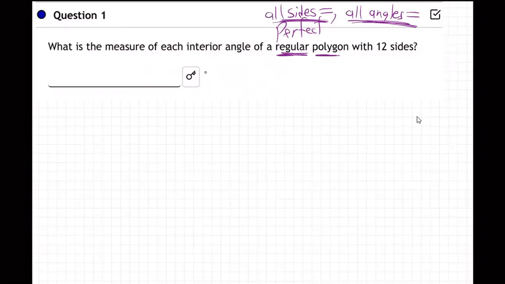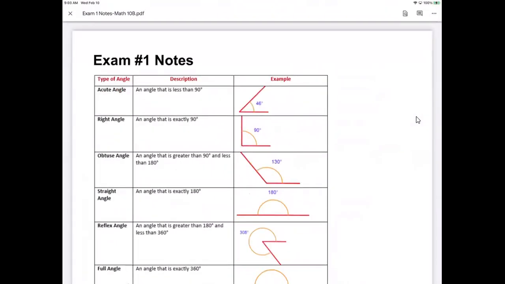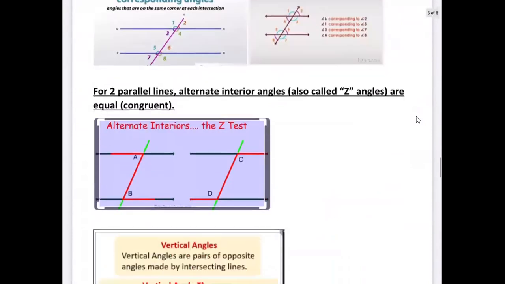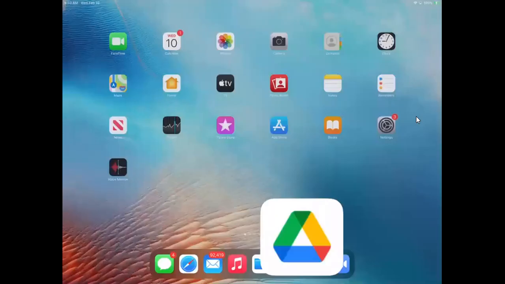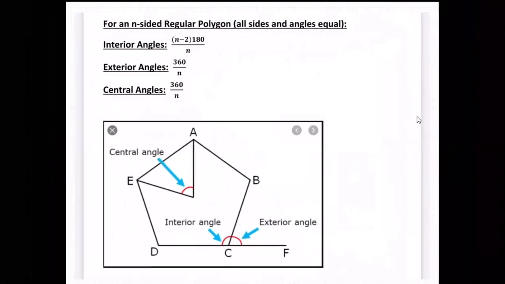So if you have a perfect 12-sided polygon, how big is each interior angle going to be? Well, if you go to the notes, again, I refer you to the exam 1 notes. This is at the top of our unit 1 module in the Canvas course shell. You roll on down, we got the formulas, and here they are. I've got it already over here for you. So this is what we need.